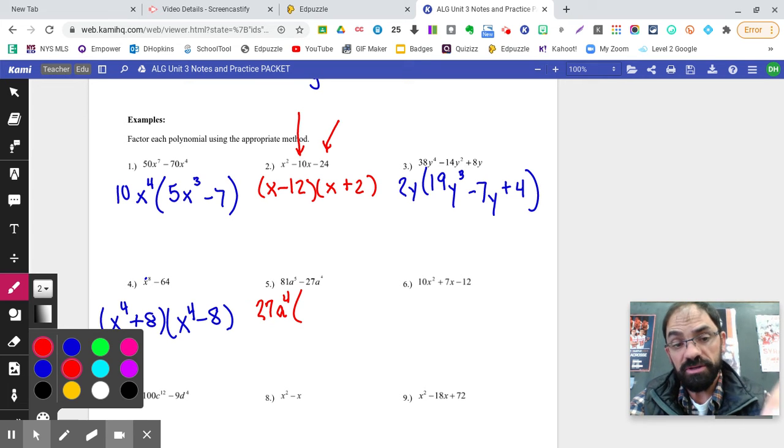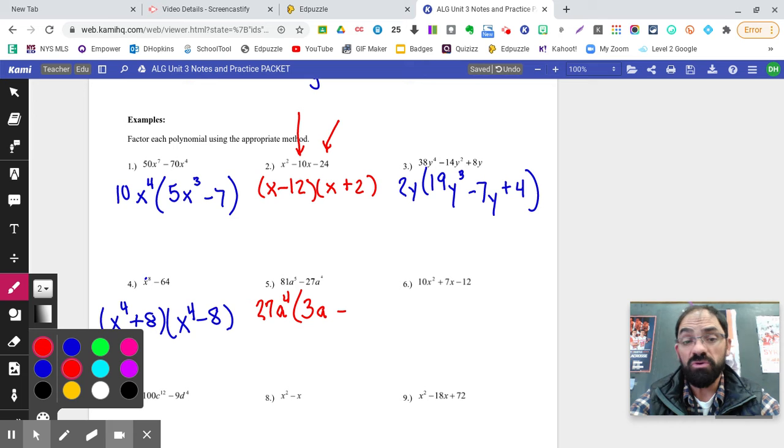So 81 divided by 27 is 3. 5 minus 4 is 1. Bring down the minus. If I take out the whole thing, 27 A to the 4th, anything divided by itself is 1. I have to show a 1 in there, so when I distribute, I get my answer back. And that is factored, all by GCF.